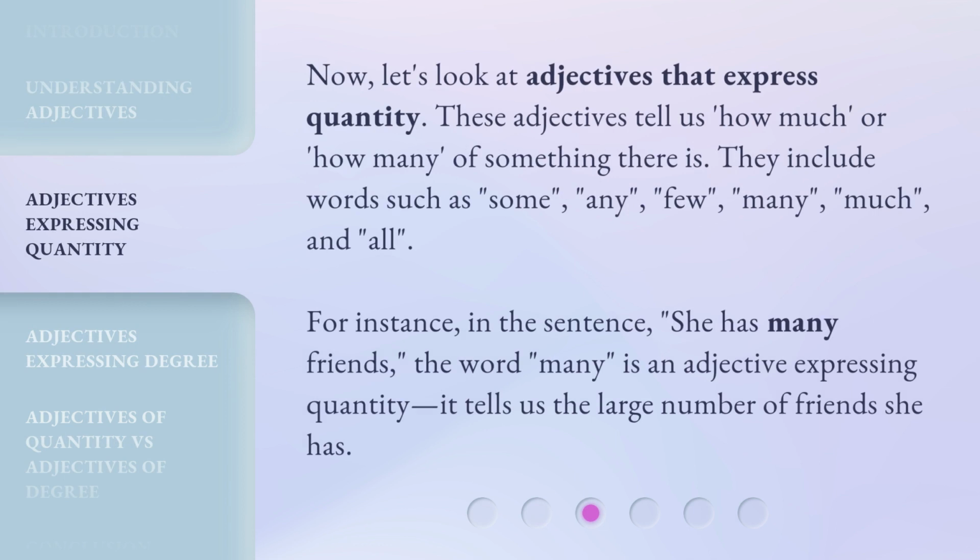Now, let's look at adjectives that express quantity. These adjectives tell us how much, or how many, of something there is. They include words such as some, any, few, many, much, and all. For instance, in the sentence, she has many friends, the word many is an adjective expressing quantity. It tells us the large number of friends she has.